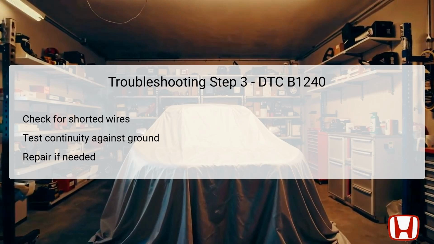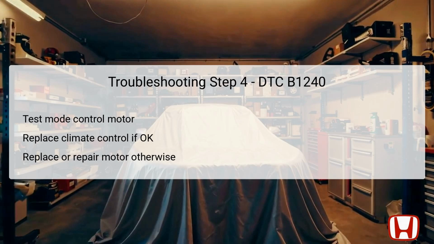the final testing step. The fourth and final troubleshooting step involves testing the mode control motor itself to ascertain if it's functioning properly. Employ a multimeter or appropriate diagnostic equipment to evaluate the motor's operational integrity. If the mode control motor tests confirm functionality, this typically indicates the motor is not the root of the issue, thus requiring replacement of the climate control unit to fully resolve DTC B1240.